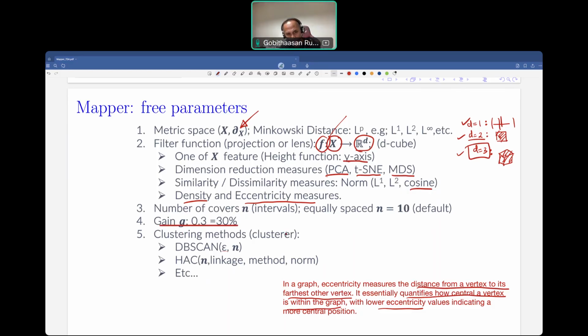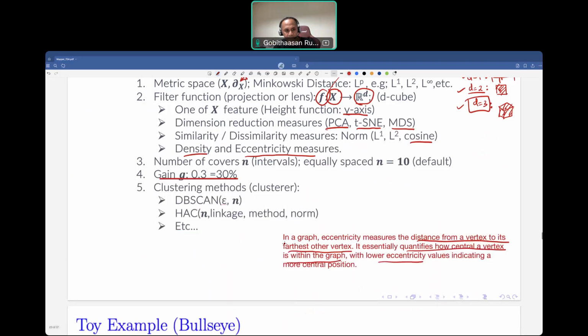I mean, you have your cover. For each cover, you get to pull back, and then you get your corresponding point cloud, and then you can do clustering for each. So once the clusters intersect, then you draw a line, which is the edge. So you get your mapper algorithm.